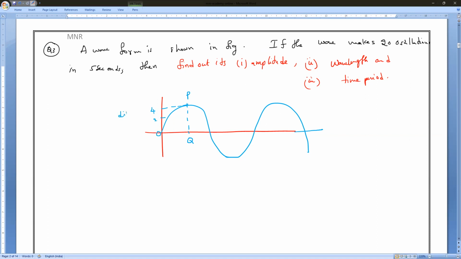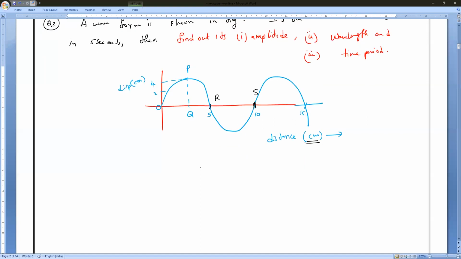This is the displacement. Displacement will be measured in centimeters or meters. So next is 5, 10, 15. This is distance, in centimeters. So it is a displacement versus what graph? Anybody can tell? Displacement versus distance graph. You remember or not? We have done it. Am I right? So these are the notations. So from this, all of you verify.